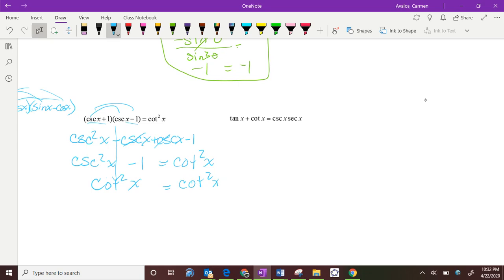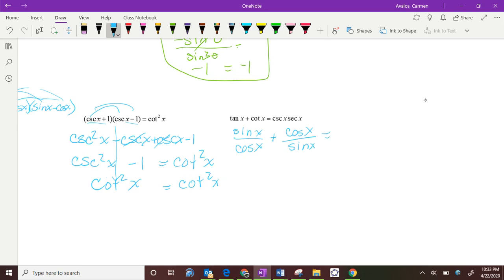So if I look at this one here, again, tangent, cotangent, secant, and cosecant. Don't get freaked out on it. You could go back to make it as low as possible by using sine and cosine. So which side do you guys want to work on? It doesn't really matter. Again, let's do the tangent. So we're going to have the sine of x over the cosine of x plus the cosine of x over the sine of x.